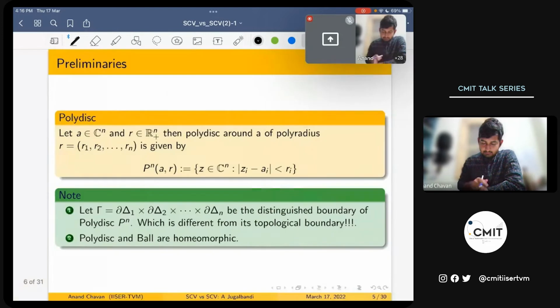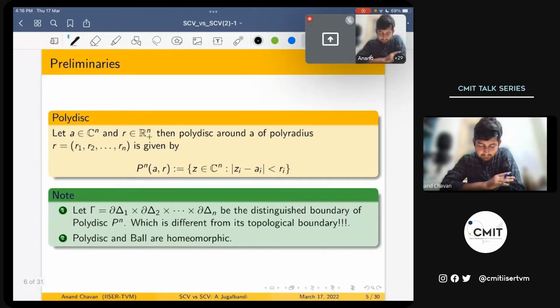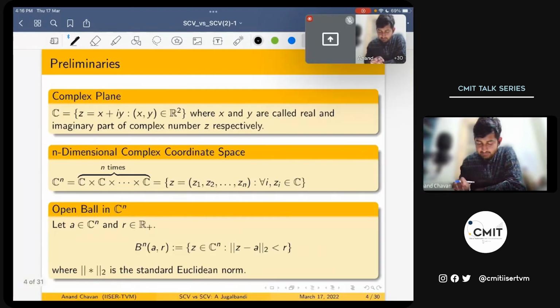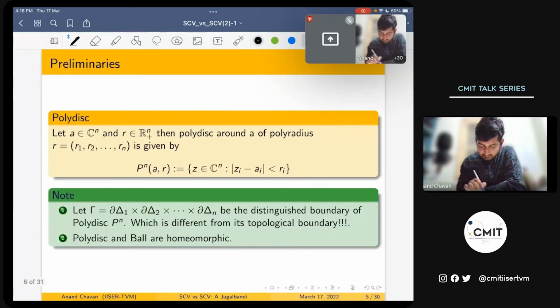Whereas for a polydisk around a point a with polyradius r in R plus to the n, the radius r can take different values. So r is a vector actually. Before, r was a scalar. Here it was a scalar. But we can define r as a vector as well.